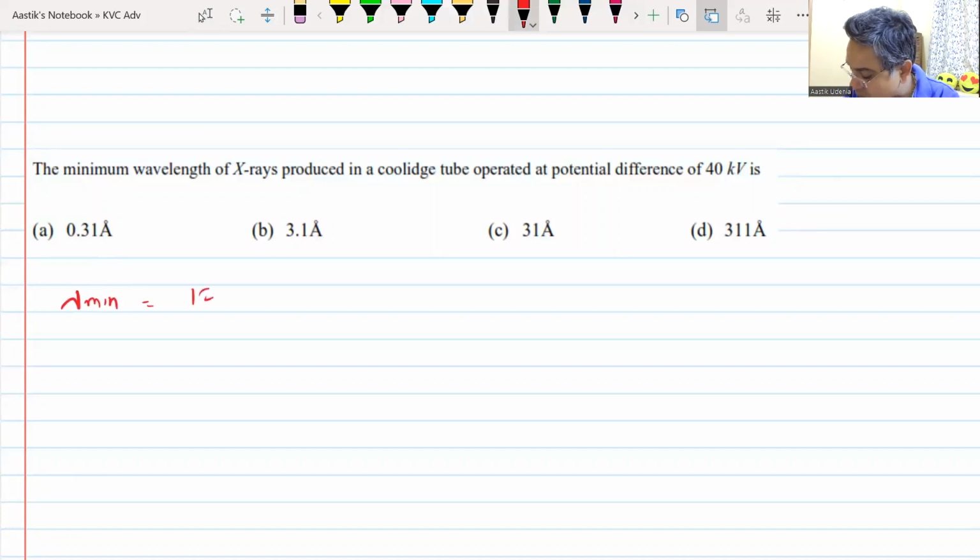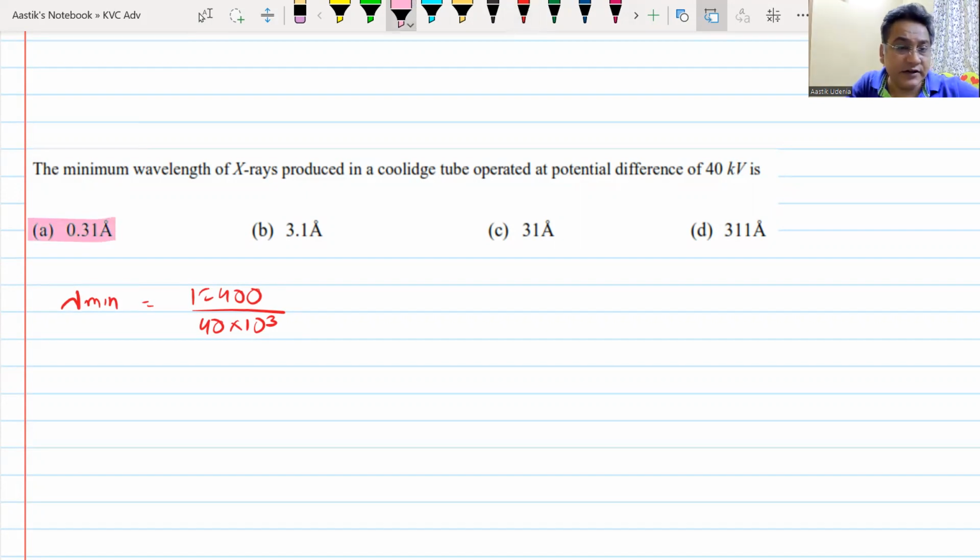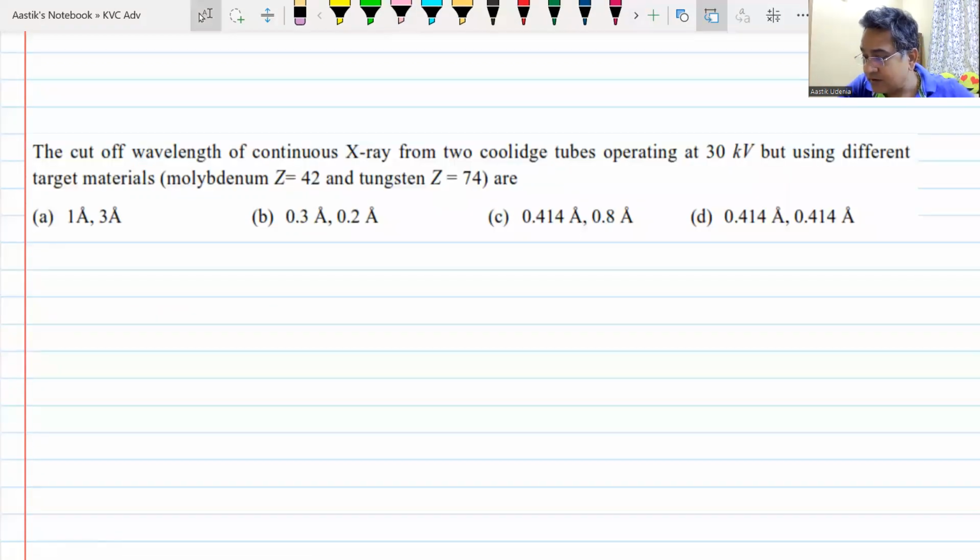You can write it as 12,400 divided by your voltage. Yes or no? Voltage is 40 kilovolts, so 40 into 10 raised to the power 3, that is 40,000. The answer would be 0.31 Angstrom unit. I hope you are able to understand this. Yes or no? Yes. This is the next question.